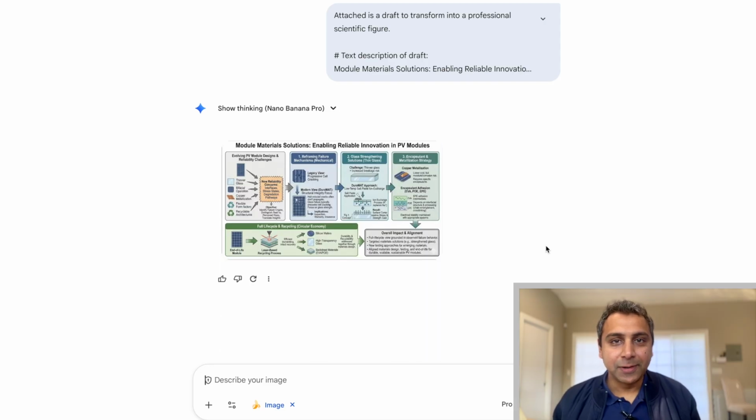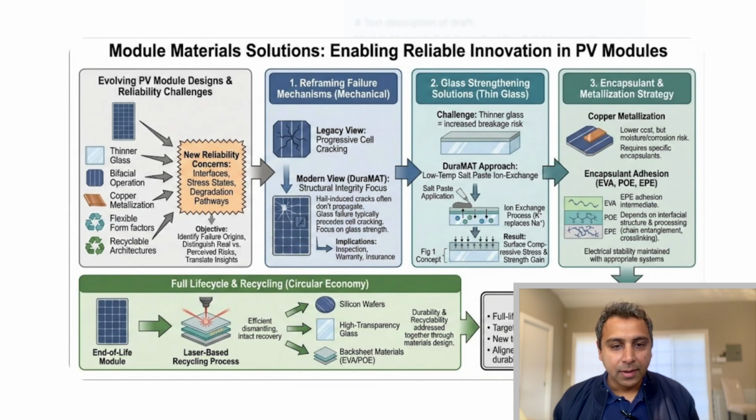Okay, so we've successfully transformed this report into an overview image, and you can see what it looks like here. It has summarized the background challenges that we're trying to address in this program. These all look quite correct in terms of the background problems. And then the actual research that's being done in terms of reframing the failure of glass cracking versus cell cracking, of introducing new glass strengthening mechanisms, of looking at copper metallization, as well as this encapsulant, this new one called EPE, and its adhesion.